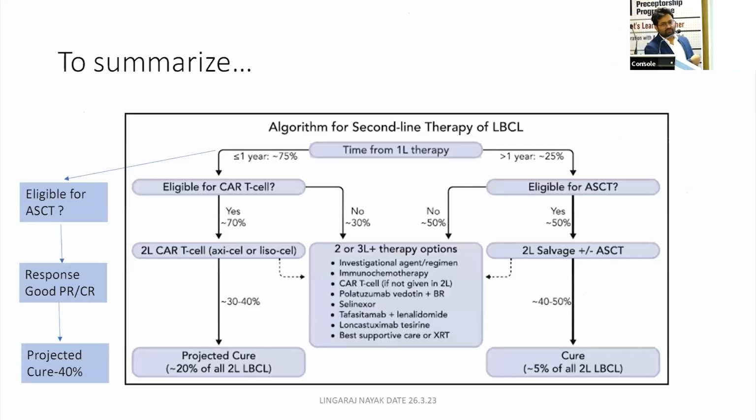So this is the slide Dr. Suchitra has shown you in the last presentation. I have just added one arrow here. You can see everything was the same. So 75% of patients will have an early relapse in DLBCL, only 25% will have a late relapse. But if you give a salvage and the patient is fit, if they have a good PR, as I said, or a CR, the projected cure rate is 40% with transplant.